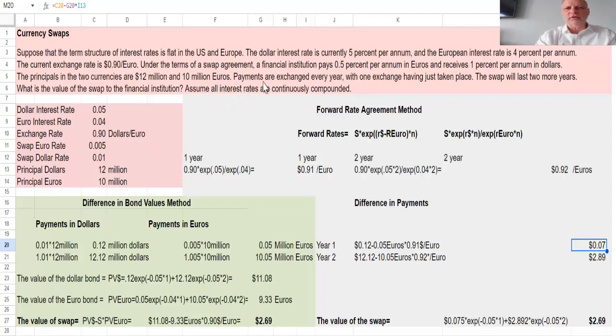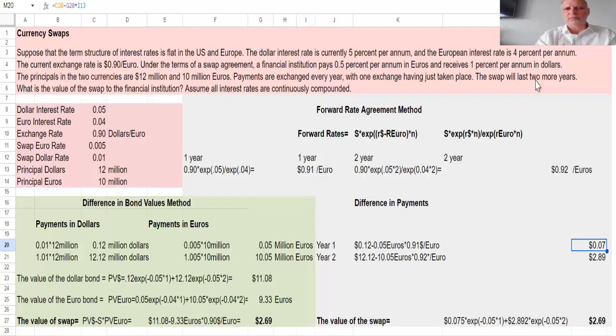Payments are exchanged every year, with one exchange having just taken place. The swap will last 2 more years. What is the value of the swap to the financial institution? Assume all interest rates are continuously compounded. So payments are exchanged every year. One exchange just took place, so there will be one payment 1 year from now and the final payment 2 years from now.